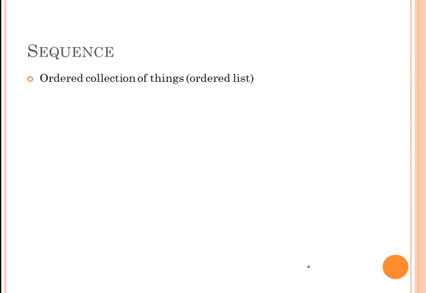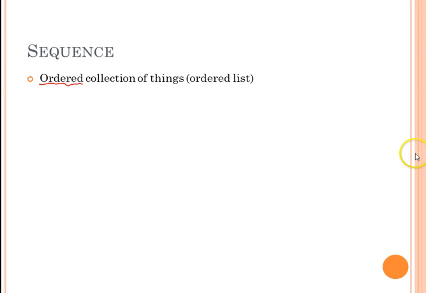A sequence is an ordered collection of things or an ordered list. Okay, and we're specifically obviously going to be looking at numbers. So we're going to look at an ordered collection of numbers. Now, the key word here is ordered. We're going to have to figure out those orders.